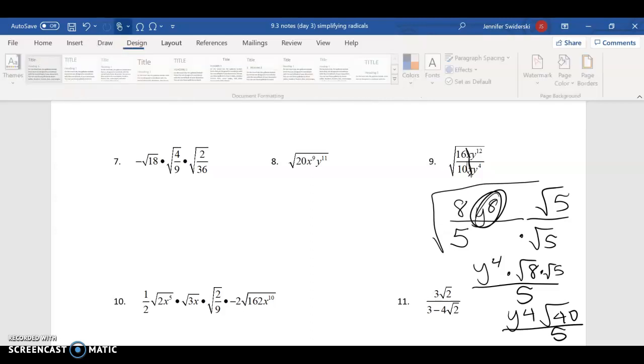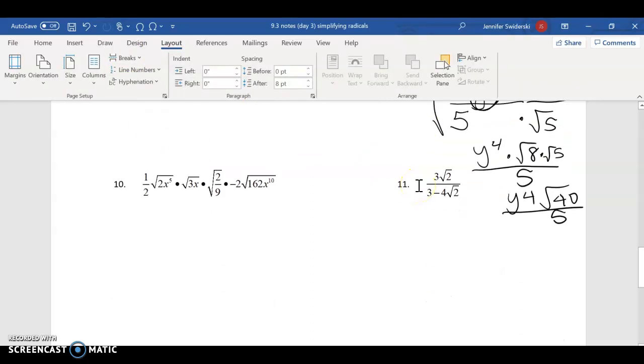I can simplify that down a little bit. Sorry, I'm running out of room. I know this guy can become 4 and 10, and that 4 becomes a 2. So 2 goes out. So I have 2y to the 4th root 10 over 5. All right, we're going to keep working on this, but as long as you're getting into the habit of seeing what can come out, you're good.